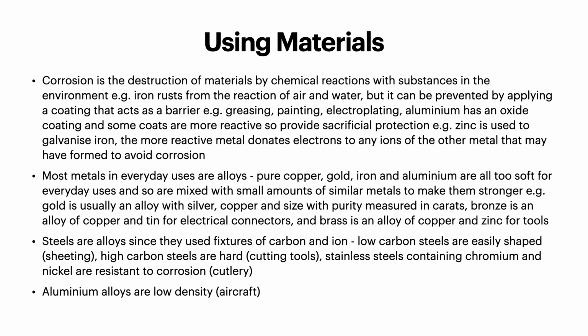Bronze is an alloy of copper and tin for electrical connectors, and brass is an alloy of copper and zinc for tools. Steels are alloys since they use mixtures of carbon and iron. Low carbon steels are easily shaped, so used for sheeting, for example. High carbon steels are hard, so used for cutting tools. And then stainless steels containing chromium and nickel are resistant to corrosion, hence why you'll usually see cutlery with stainless steel on it. And then aluminium alloys are low density, so this is often used with aircraft.